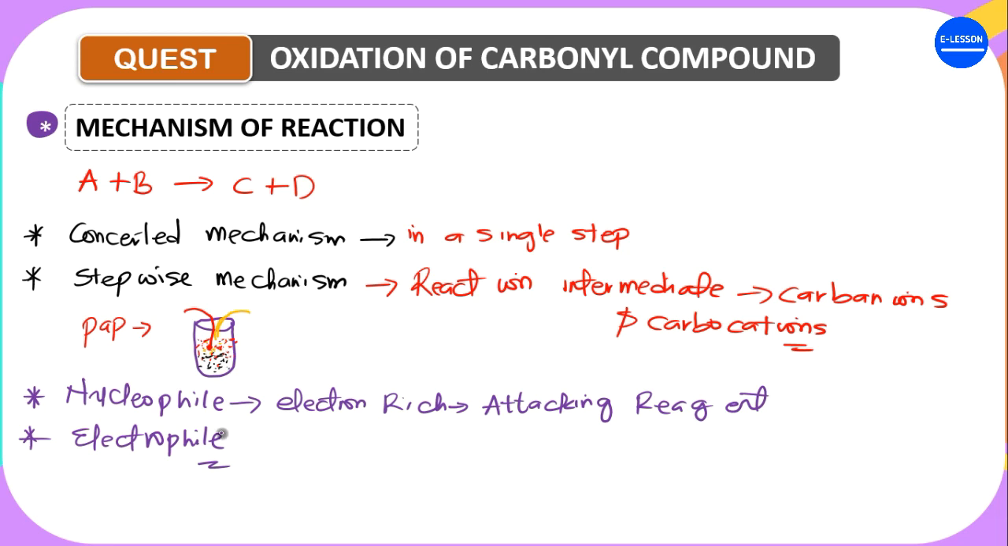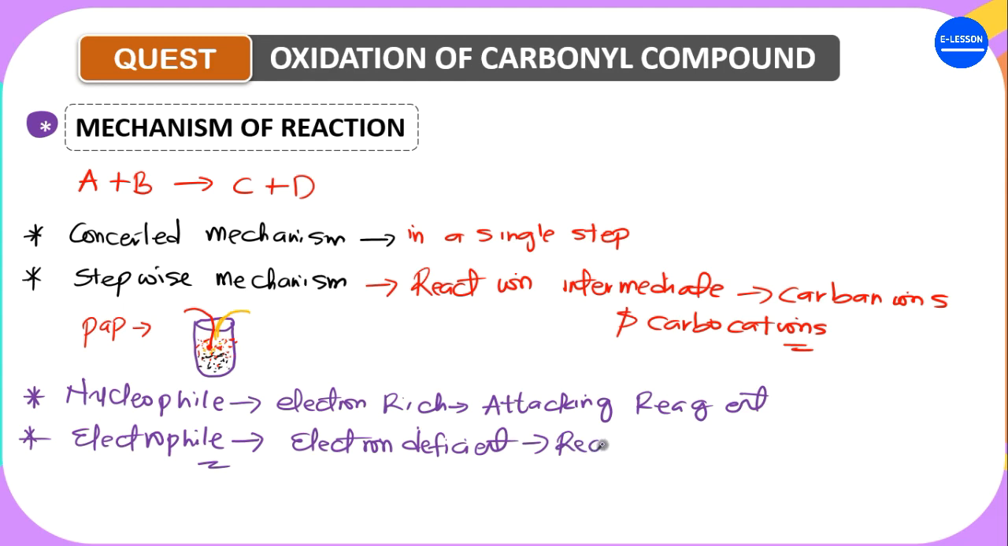Then we have the electrophiles. Electrophiles are electron deficient, and because they are electron deficient, we can say they are electron loving. You tend to love what you don't have. They don't have electrons. We say they are electron deficient, and then they do what? They actually accept electrons. Okay, now in most cases the electrophiles are at the receiving end.